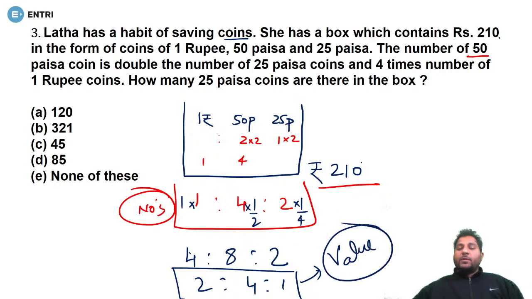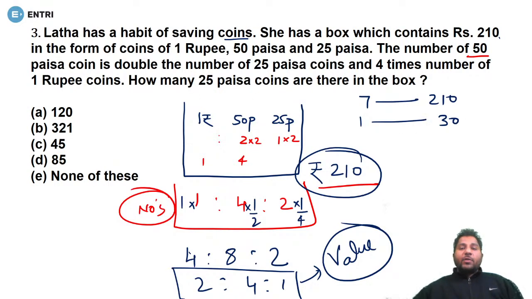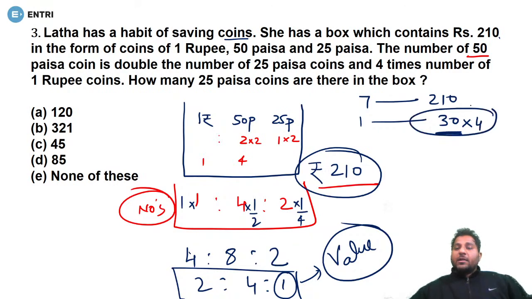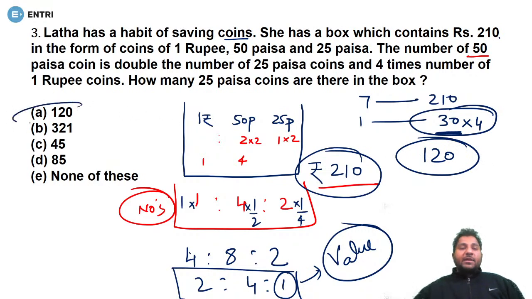Now we equate it with 210. The whole 7 ratio equals 210, so 1 ratio equals 30. They are asking how many 25 paisa coins are in the box. For 25 paisa we have 30 rupees, 1 ratio. In terms of 25 paisa coins, there will be 4 times the number of coins. That means 120 is the correct answer. No, Rani, it would be 120. We are asking about the number of coins.